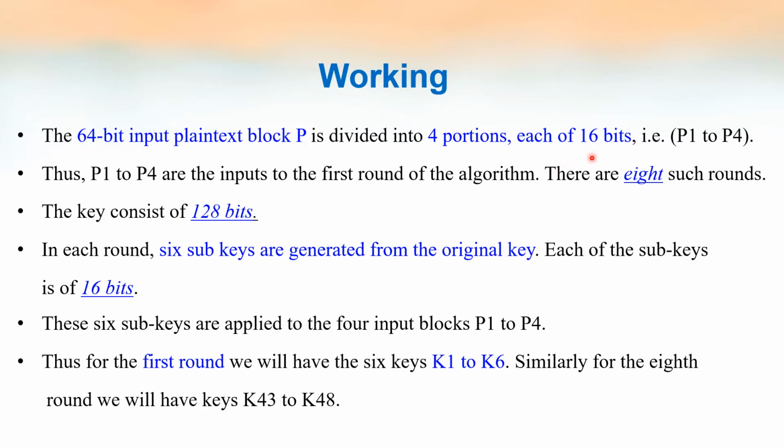The size of the plaintext portion is 16 bits, and the size of the subkey is also 16 bits. These subkeys are applied to the 4 input blocks P1 to P4. Thus, for the first round, we will have the 6 keys K1 to K6. Then for the second round, we will have K7 to K12. Similarly, it continues, and for the 8th round, 8 times 6 is 48, so we will have the keys K43 to K48. So for 8 rounds, we require 48 subkeys.